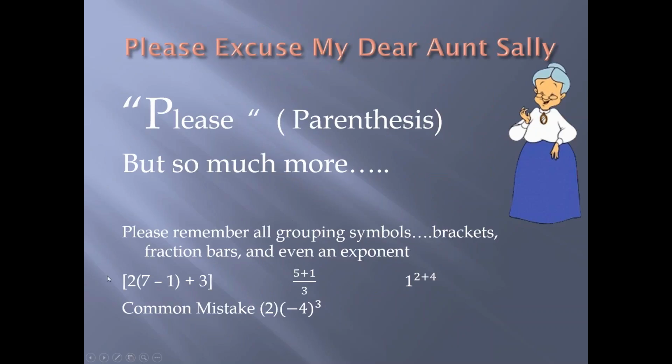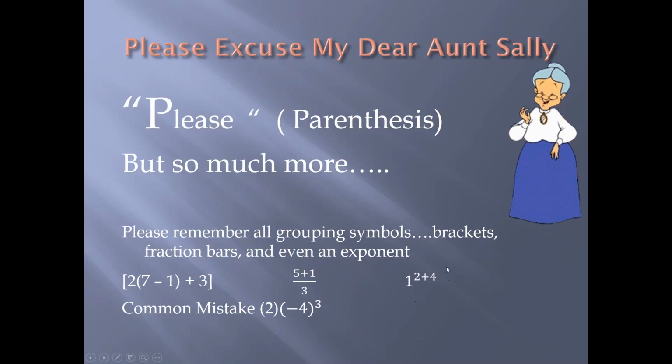It could be brackets, as in this case right here. It could be the large fraction bar, which is in this case right here. If they just purely followed the order of operations, they would want to divide before they added, but that's why we consider this a grouping symbol. So it would be the 5 plus 1 first and then divided by 3.